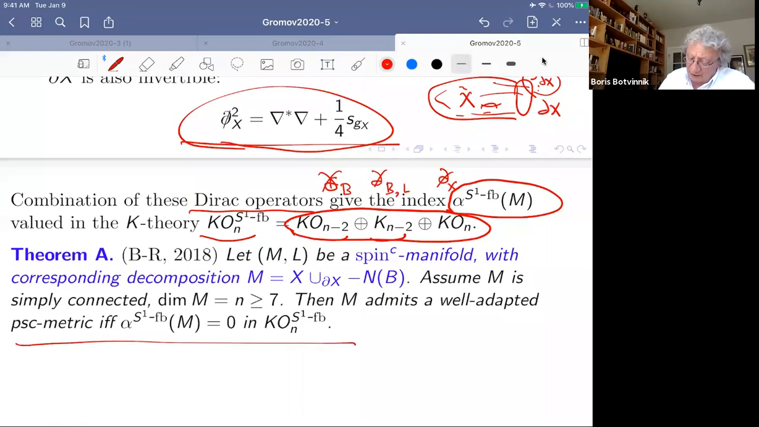theorem, which we proved two years ago. Let M, L be a spin^c manifold with the corresponding decomposition as we see, and assume that M is simply connected and the dimension of M is at least 7. Then M admits a well-adapted positive scalar curvature metric if and only if this index is 0 in this group.